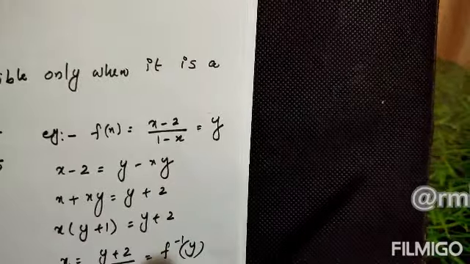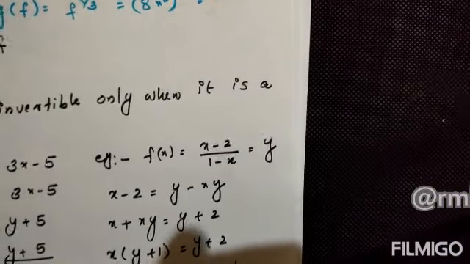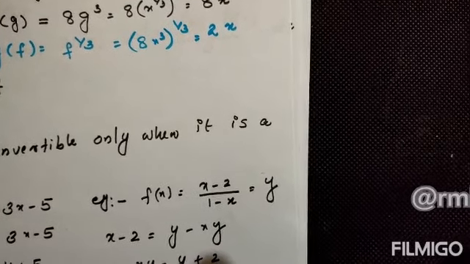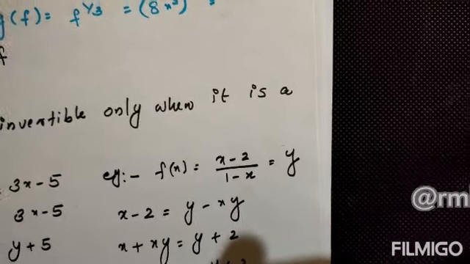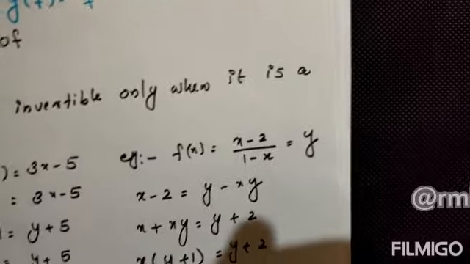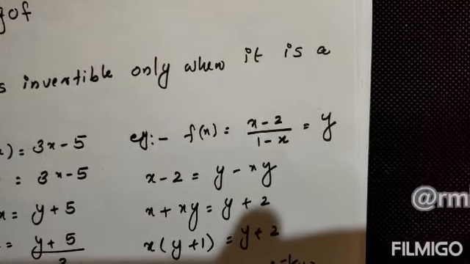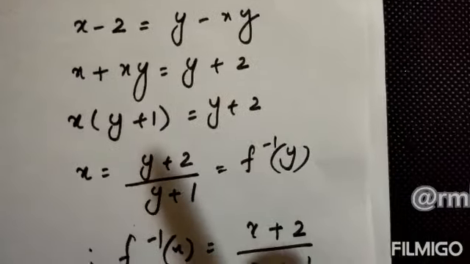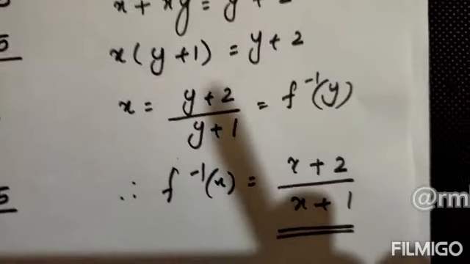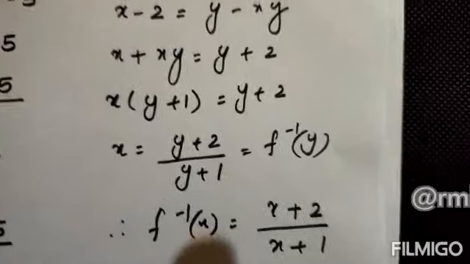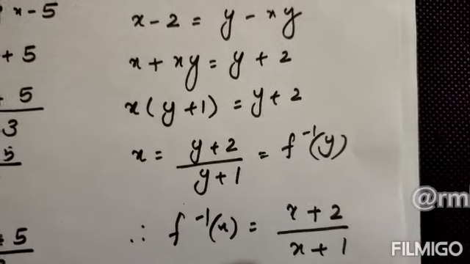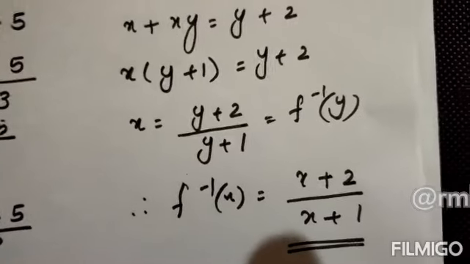Similarly, f of x is equal to x minus 2 by 1 minus x is given. We take it as y. Cross-multiplying, x minus 2 is equal to y minus xy. Arranging x on one side, x plus xy is equal to y plus 2. Taking x common, x into y plus 1 is equal to y plus 2. So x is equal to y plus 2 by y plus 1. It is f inverse of y. Therefore, f inverse of x is equal to x plus 2 by x plus 1 by changing the variable. All functions are always expressed in the variable x. So f inverse of x is x plus 2 by x plus 1.